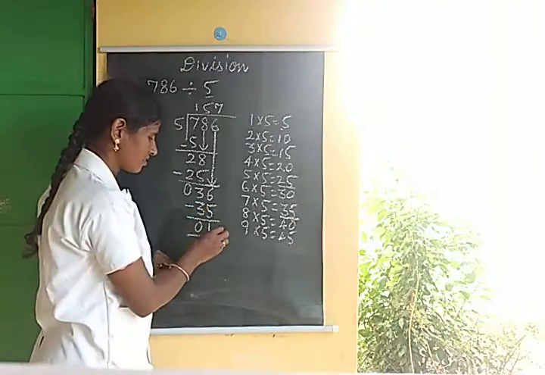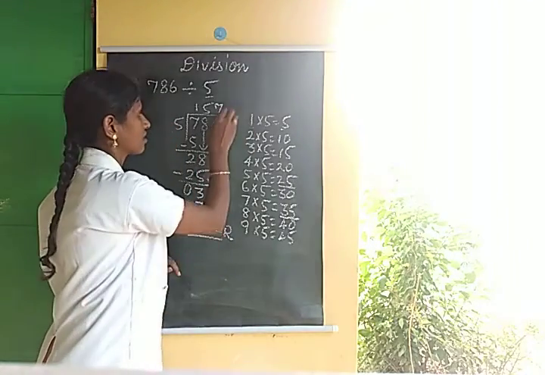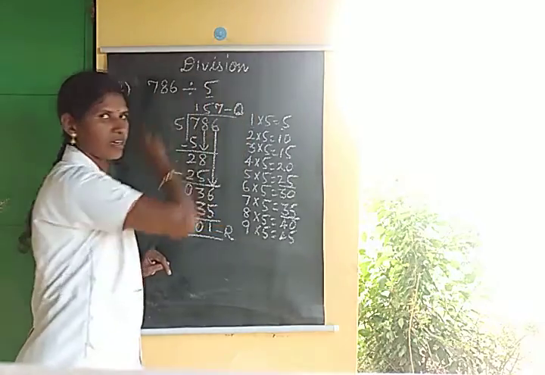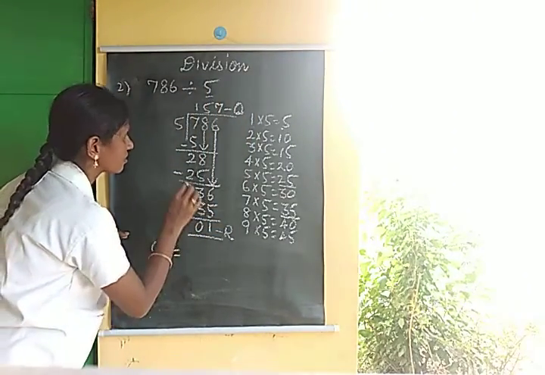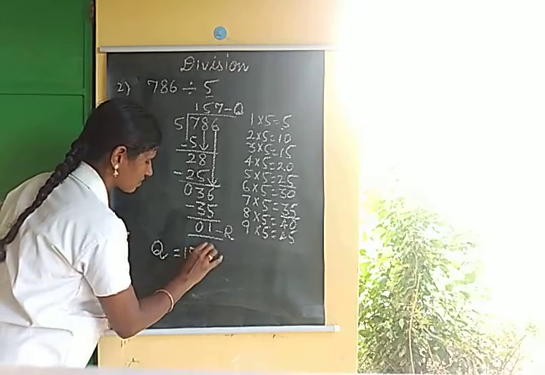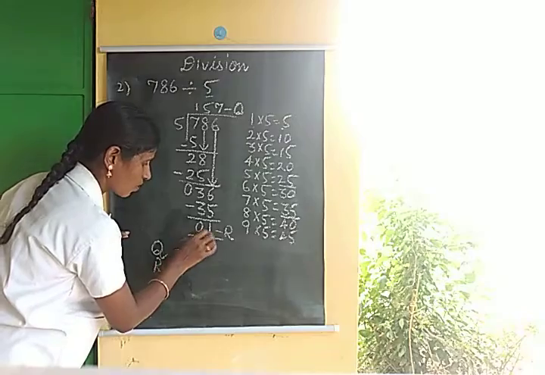Okay, so this is next. There is no number. This is the remainder. This is the quotient. Now take and write the quotient and remainder. Quotient is equal to 157. Remainder is equal to 1.